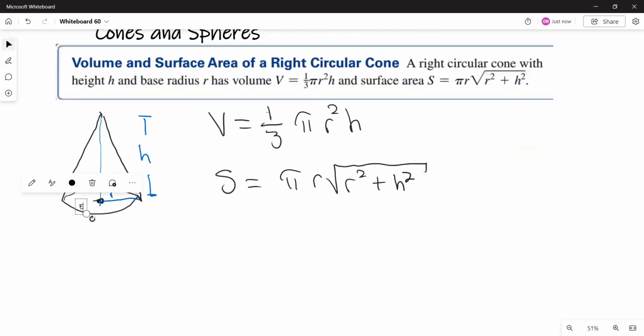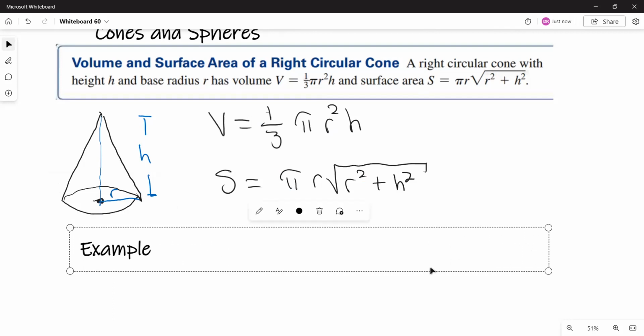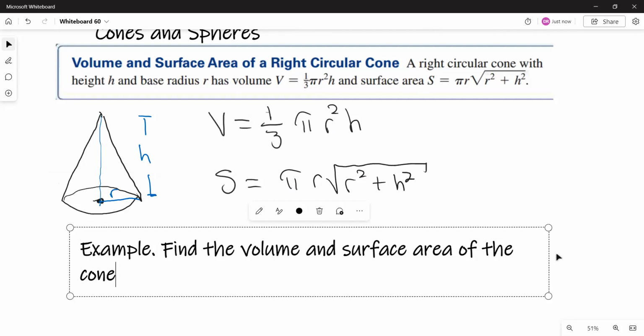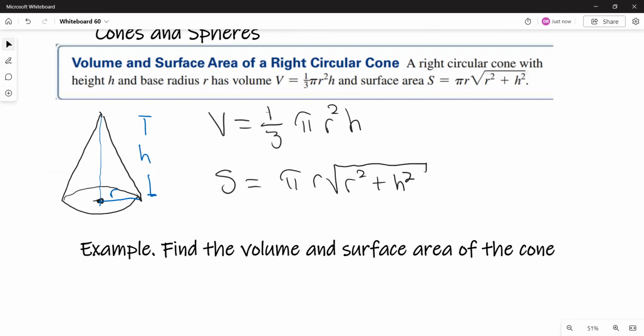So the next example is number 6. We're going to use the formula to find the volume and surface area of the cone. This is number 6 on page 490.